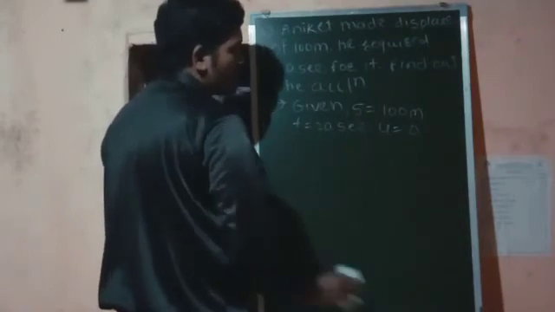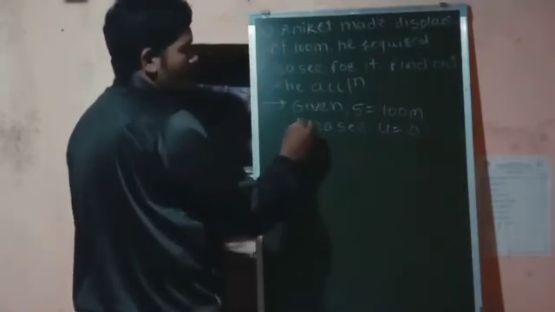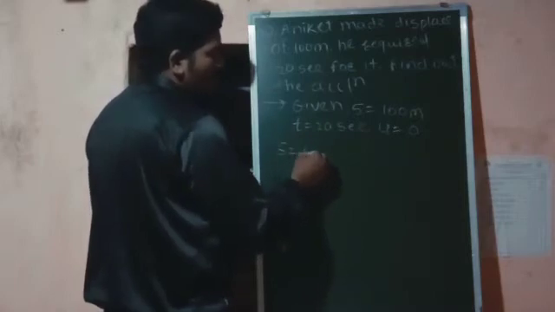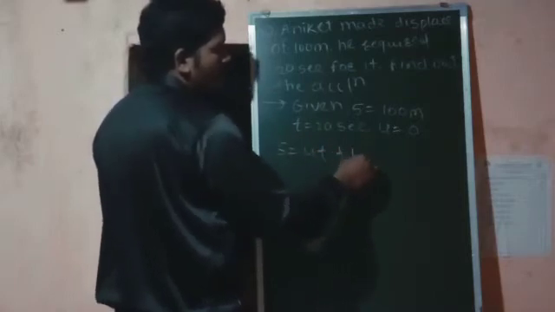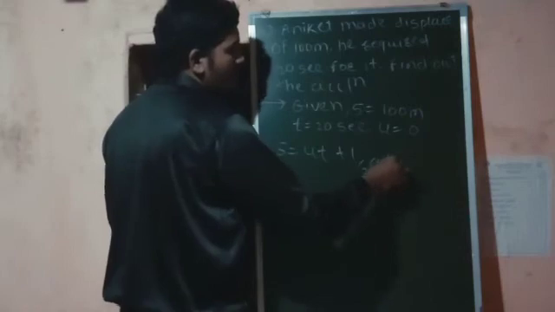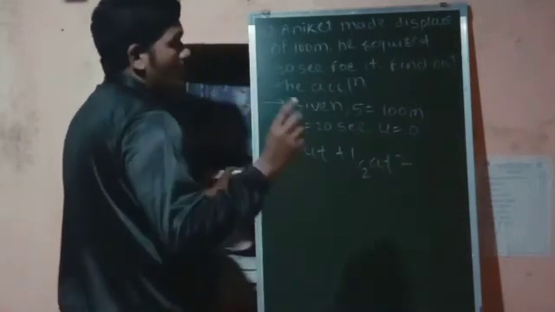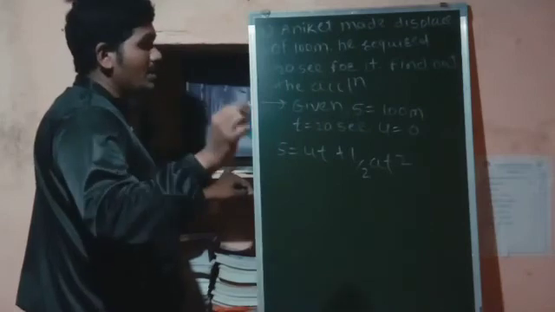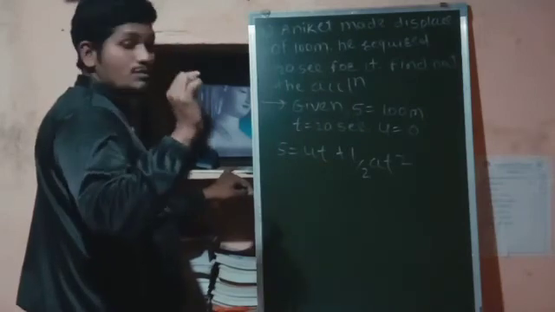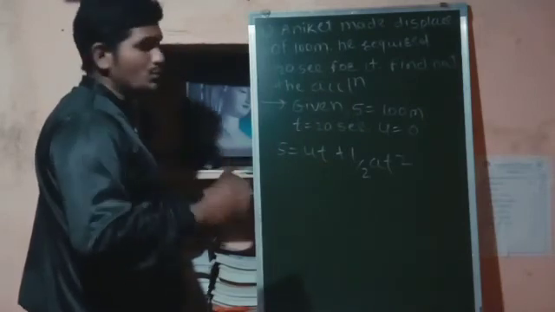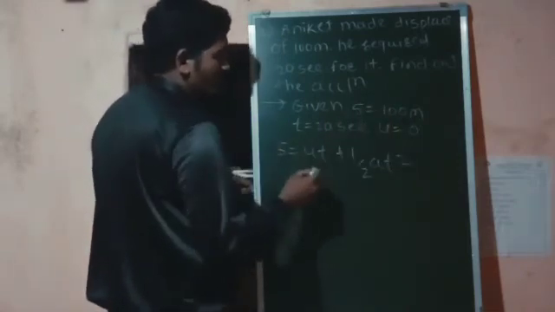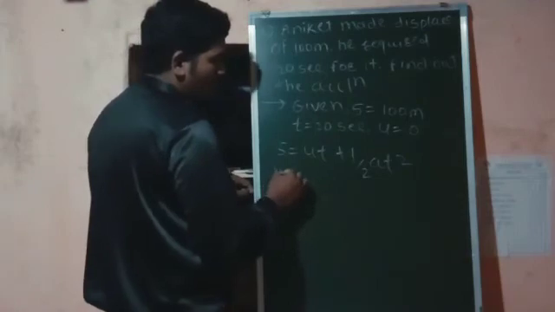We have chosen the formula. Now s is equal to ut plus half at square. Now this is the formula we have chosen. Now I will put the values. I will simply put the values. The displacement they have given is 100 meter. So I will put the 100 meter here.